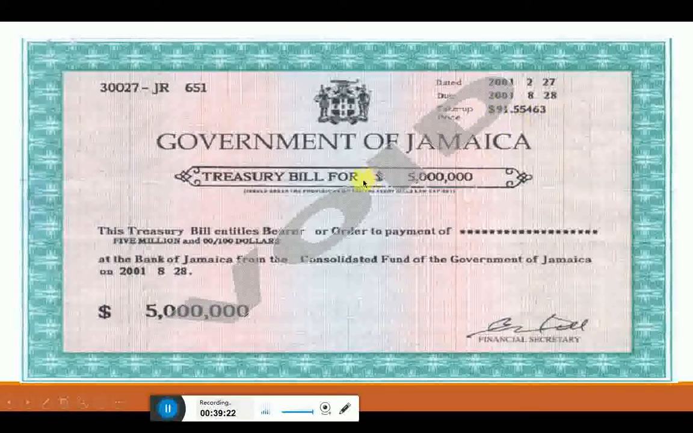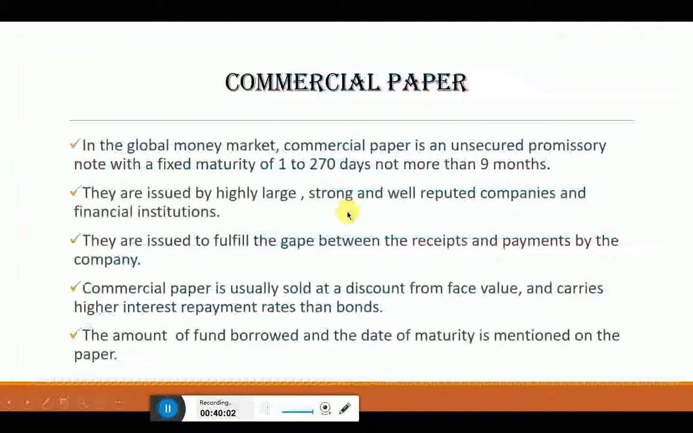91.55, basically. And this treasury bill is for $5 million, right? And it's issued by the government of Jamaica. See, it's the promise of the government of Jamaica that after 6 months, the buyer of this treasury bill will be paid $5 million. Now, when they sell this bill, they may sell it for less than 5 million, but after it matures, the presenter or the buyer of this bill will be paid $5 million. So that's the specimen of the treasury bill.